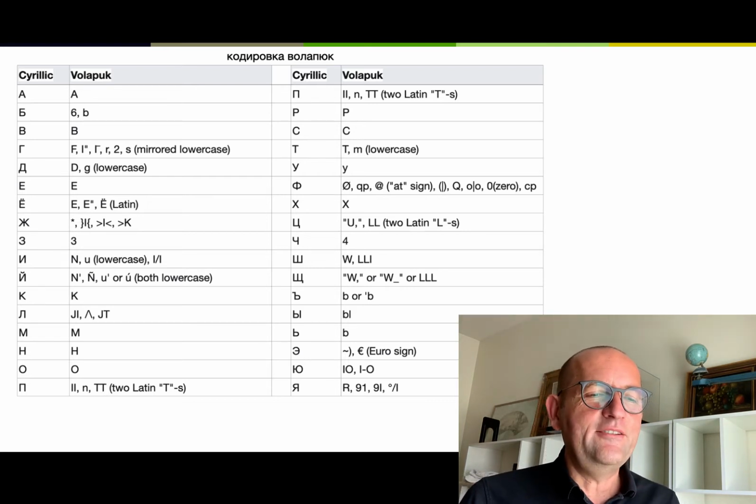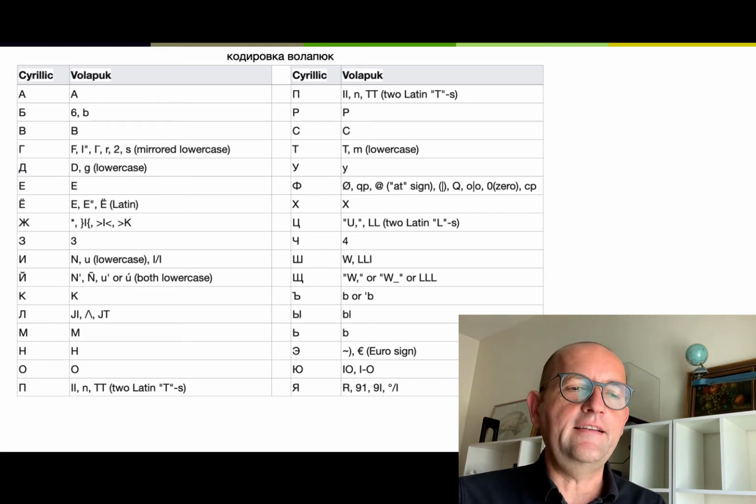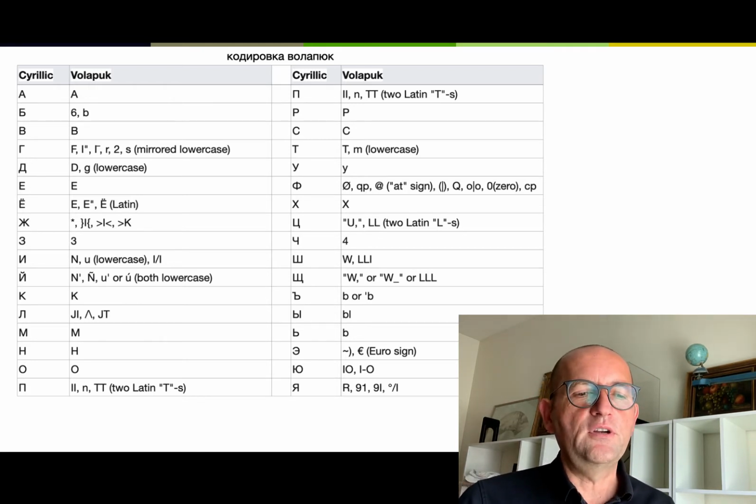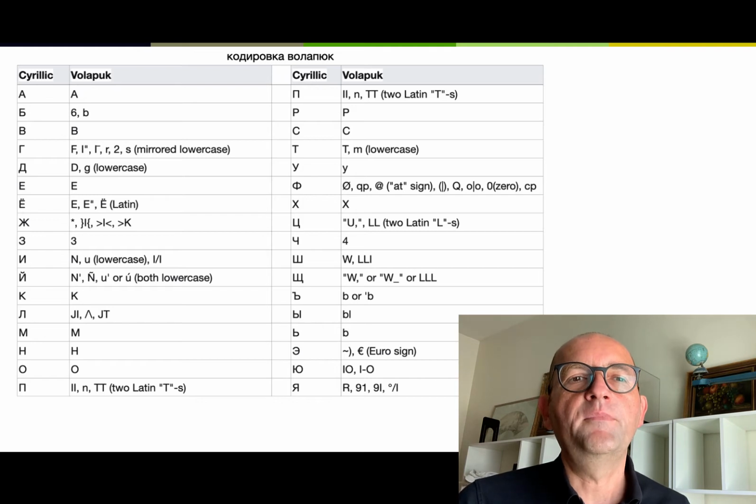And Volapuk is also totally common, that people use it on their phones texting, and instead of switching back and forth between the Latin and the Cyrillic alphabet, they just use the Volapuk representation and by that overcome the shortage of characters in the ASCII code.